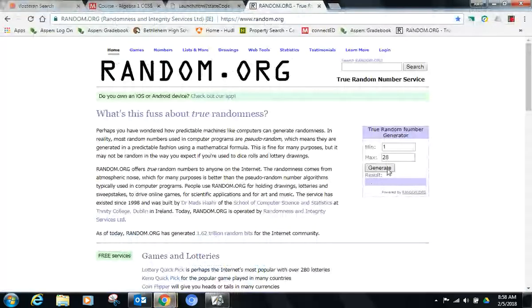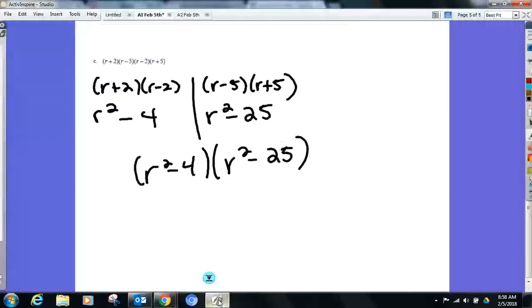All right, so need some help. Here we go. R squared times r squared. R squared times negative 25. Positive or negative? Negative 25 r squared. All right, let's keep going, Emily. Negative 4 times r squared. Yep. Going too fast, are we all right? And negative 4 times negative 25. Positive 100.